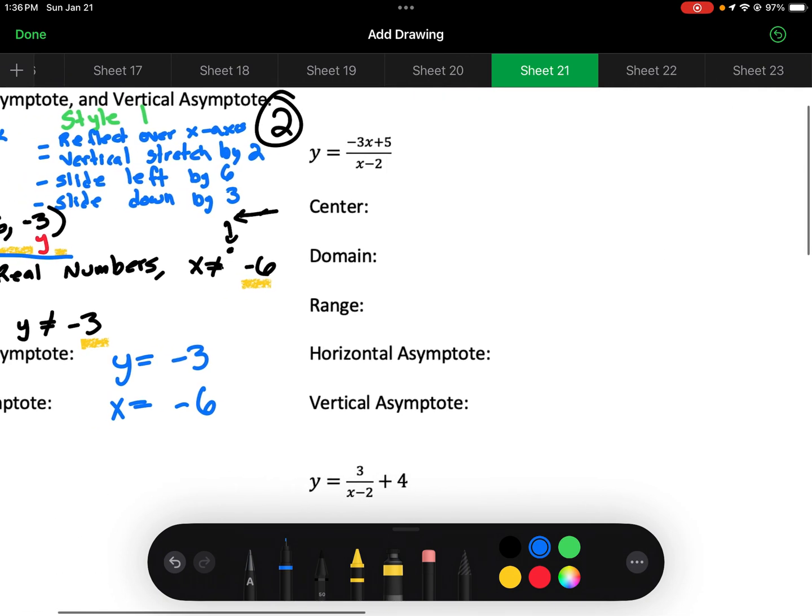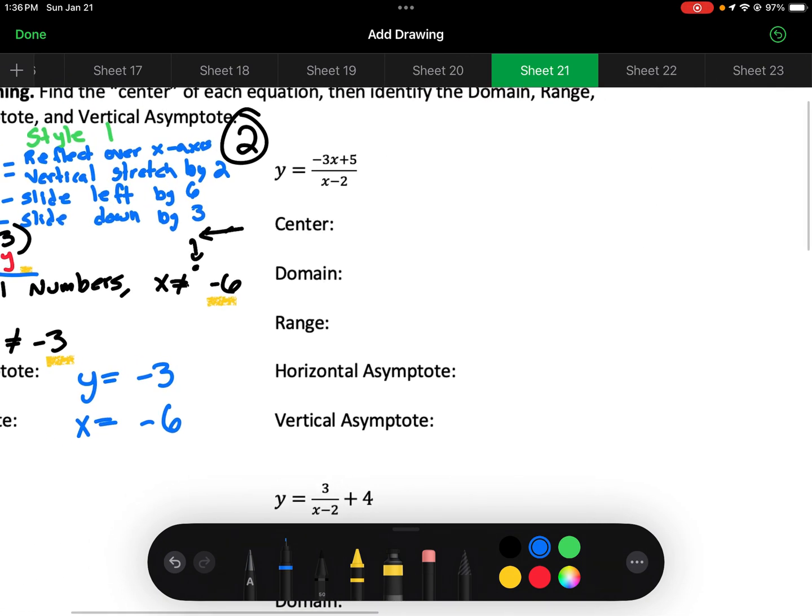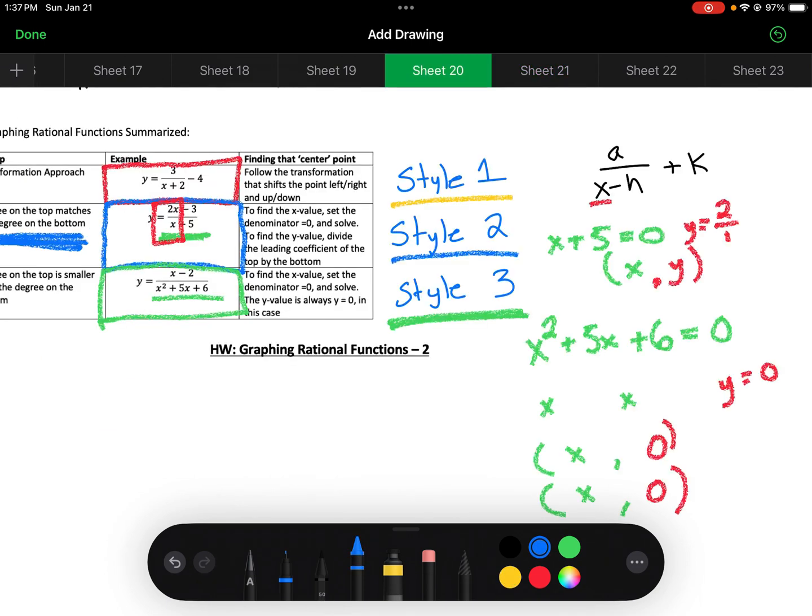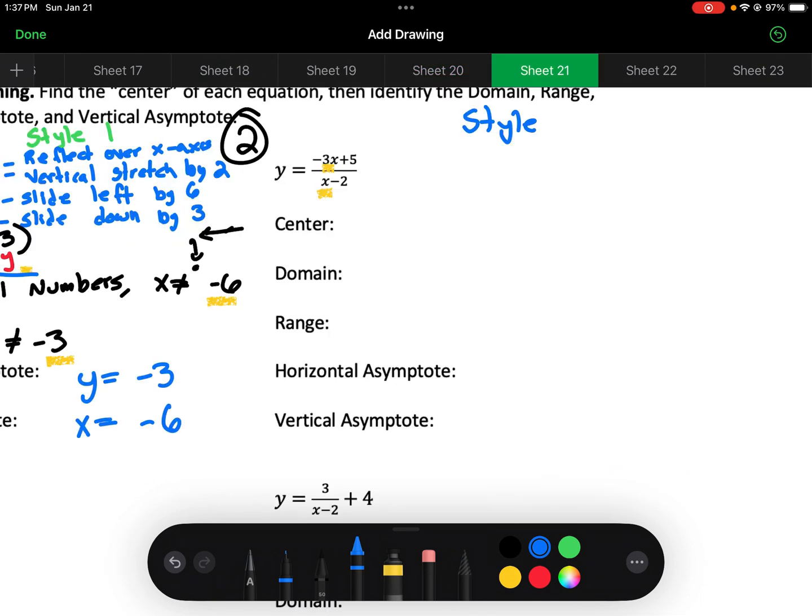When I look at problem number 2 to the right, we're trying to do y equals negative 3x plus 5 divided by x minus 2. I'm trying to figure out what style we are. The things my eyes gravitate towards are a plain old x on bottom and an x on top. So I see an x on top, x on bottom. Thinking back to my other page, that looks an awful lot like style number 2.